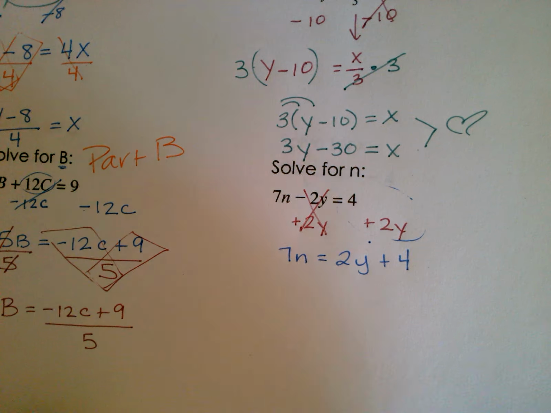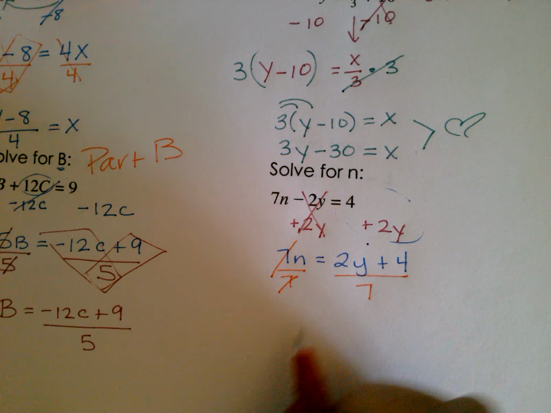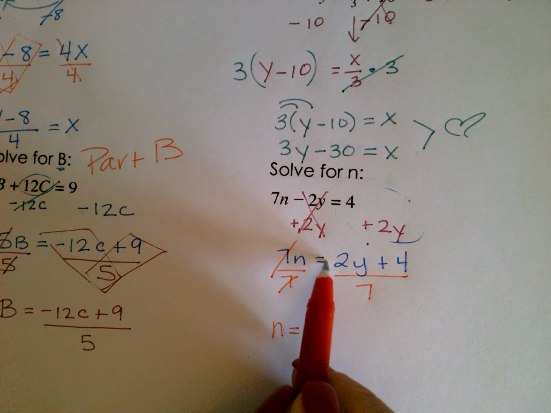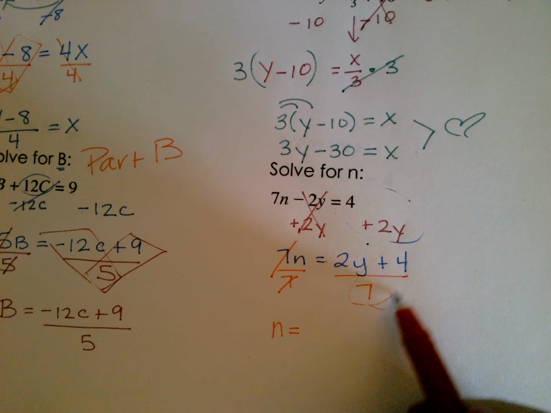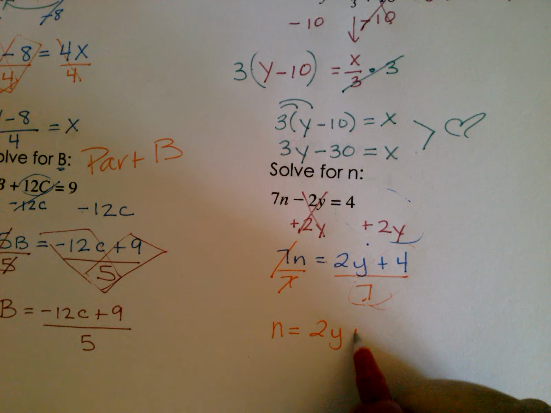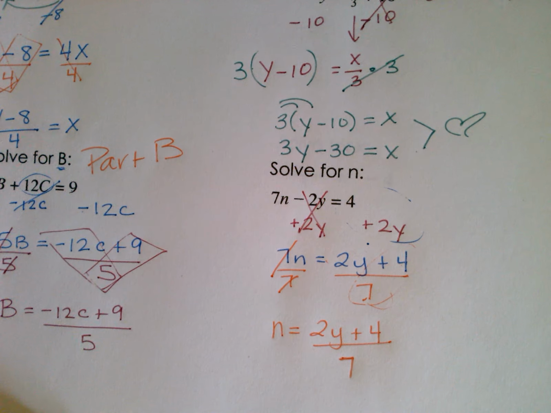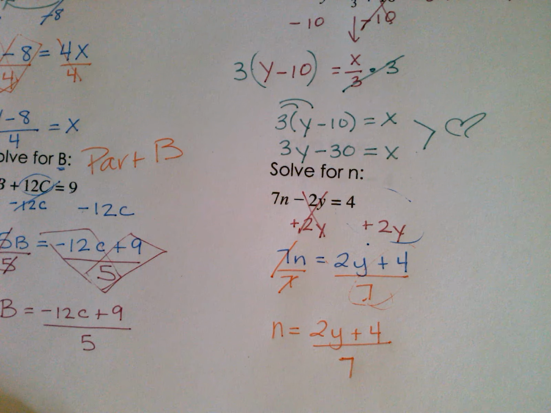7n is a multiplication problem. To undo that, I'm going to divide. I will not actually divide these through because 7 does not go into 2 and 4 evenly. So I would have 2y plus 4 all divided by 7.